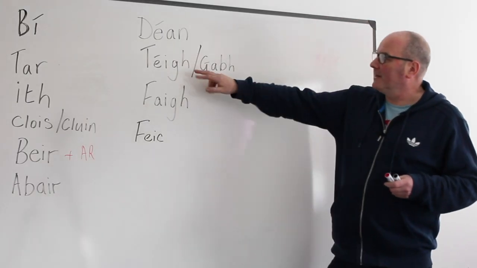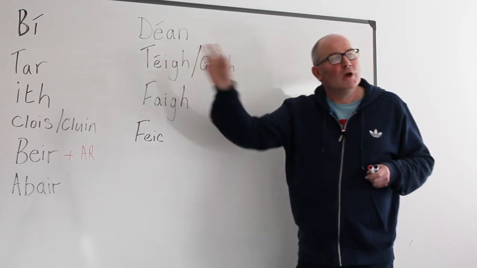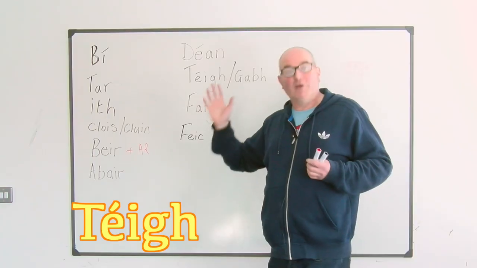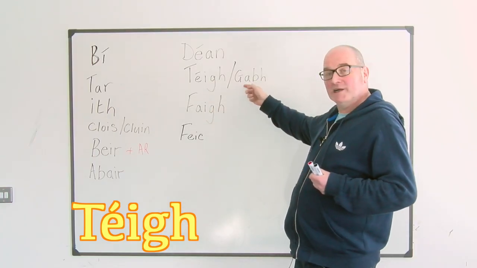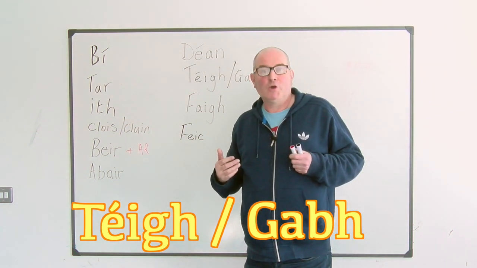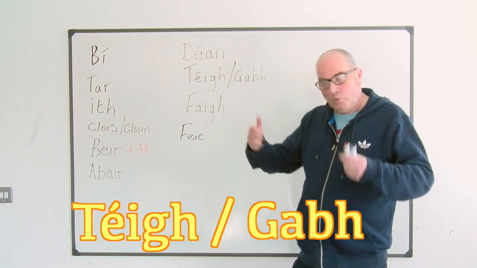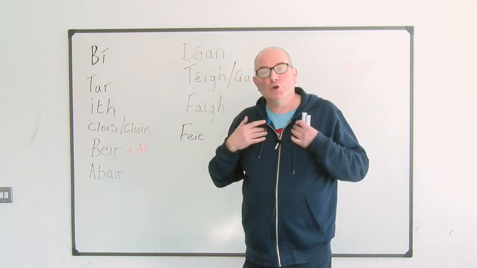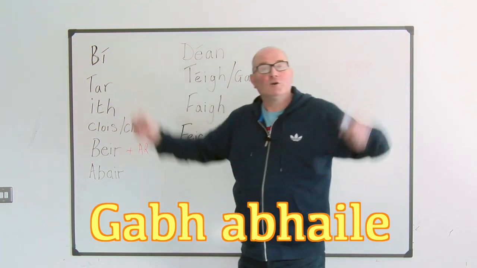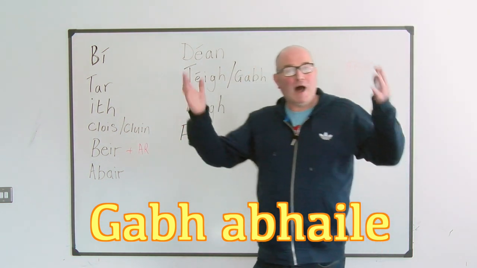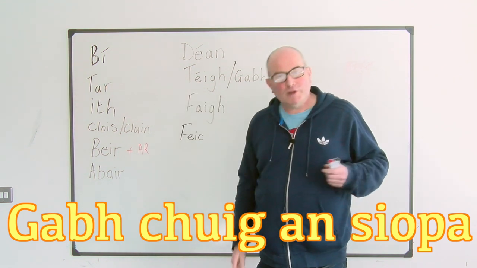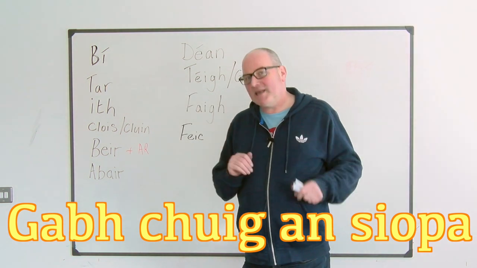Okay, and this one here. Again, I have two examples here. Téigh, which is used in the Caighdeán Oifigiúil, the official standard. And we have this one here, gabh, which we use more often in Ulster. It means to go. So I'm going to use the Ulster one because I'm a good Ulster man. So, gabh abhaile, go home. Gabh go dtí an siopa, go to the shop. So you can see that one is useful.